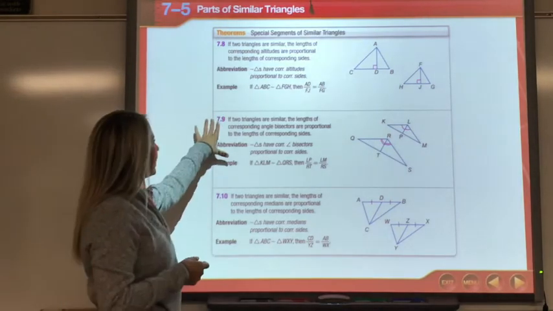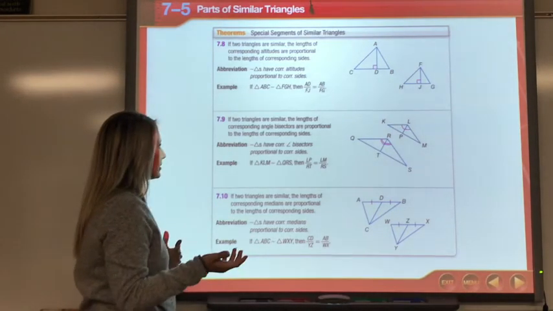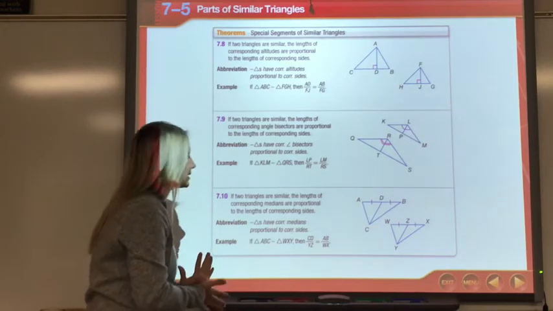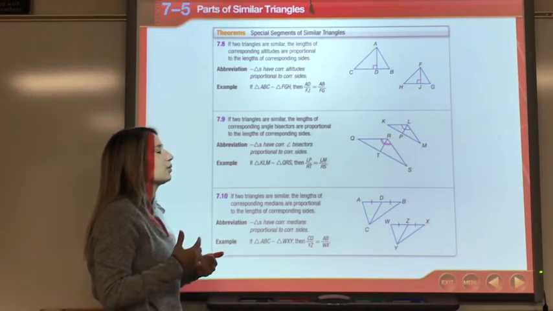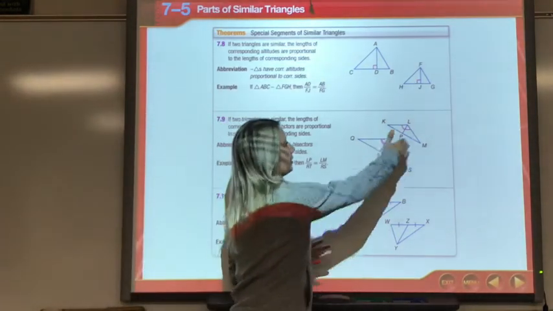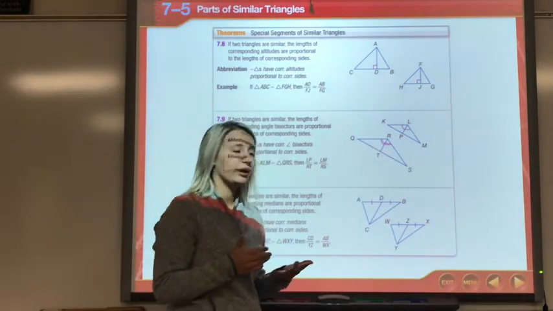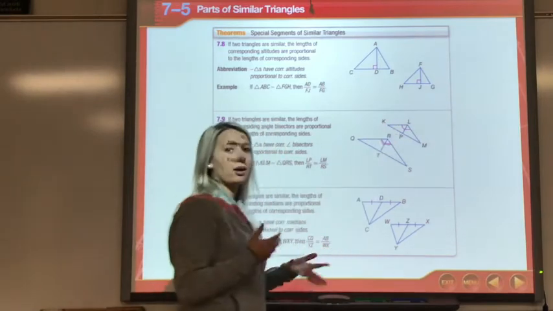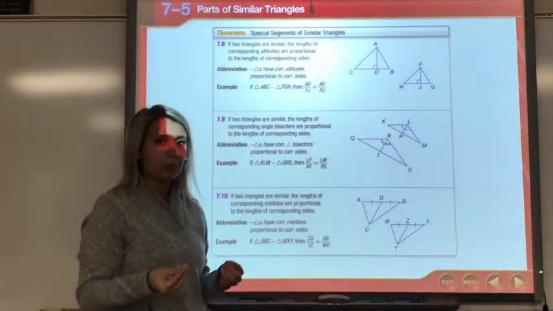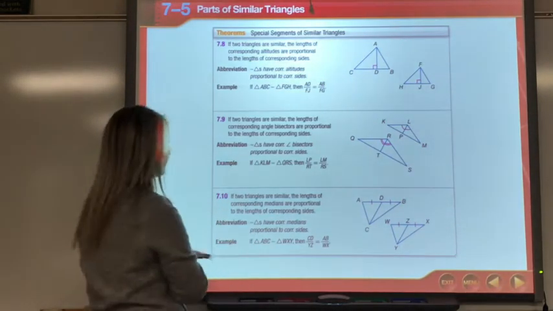Okay? The second one is saying if two triangles are similar, then the lengths of the corresponding angle bisectors are proportional to the length of corresponding sides. Okay, so this is that same concept. We're given that these two triangles are similar. We construct these corresponding angle bisectors. Those will also be proportional to the sides.